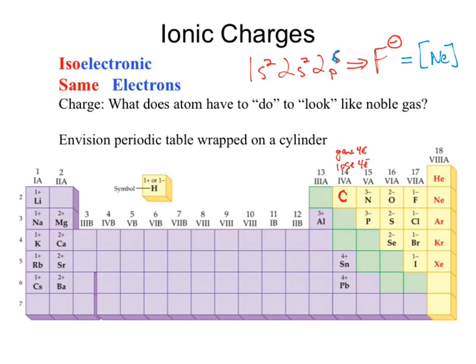Lithium. What are the elements that lithium could look like? Helium and neon. To look like neon, what does lithium have to do? Gain 7 electrons or lose 1. Which is easier? Lose 1. Okay. What we are trying to do when we look at these charges that we're having you memorize is that we're trying to make them isoelectronic to our noble gases. That's it.